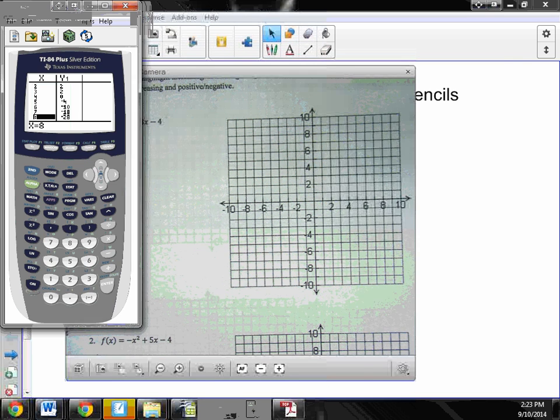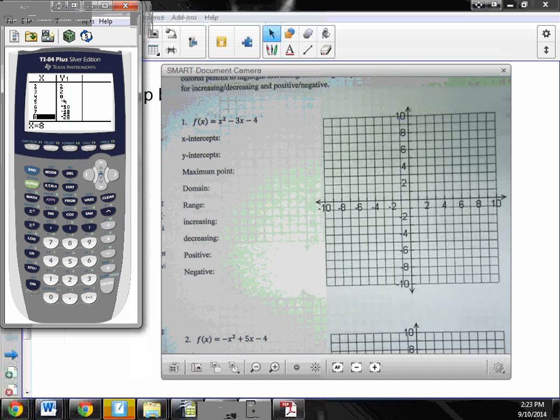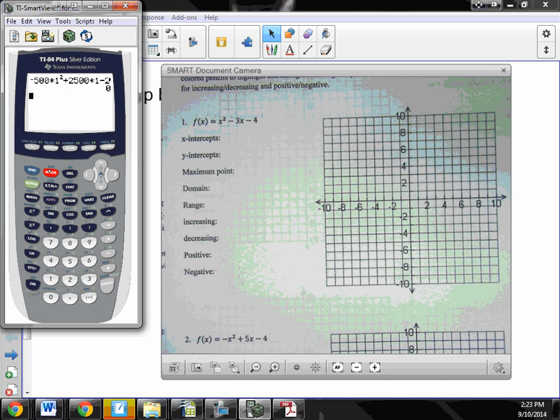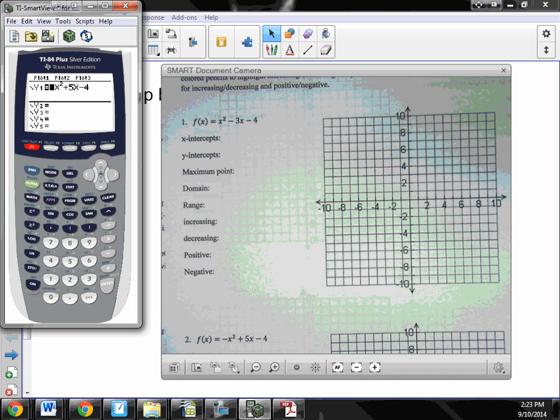Type in the function. You just go y equals x squared minus 3x minus 4. Push graph.